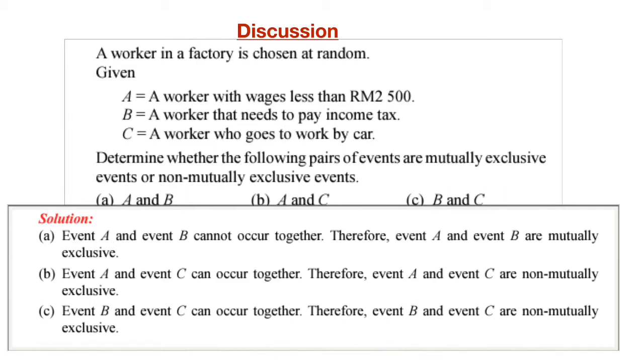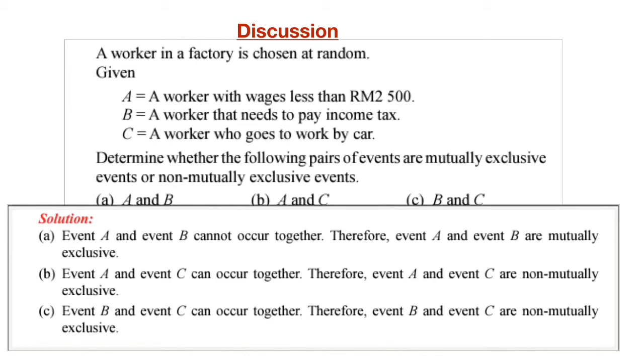Okay, let's discuss the example. A worker in a factory is chosen at random. A is a worker with salary less than 2,500. B is a worker that needs to pay income tax. C is a worker who goes to work by car. Determine whether the following pairs of events are mutually exclusive events or non-mutually exclusive events.